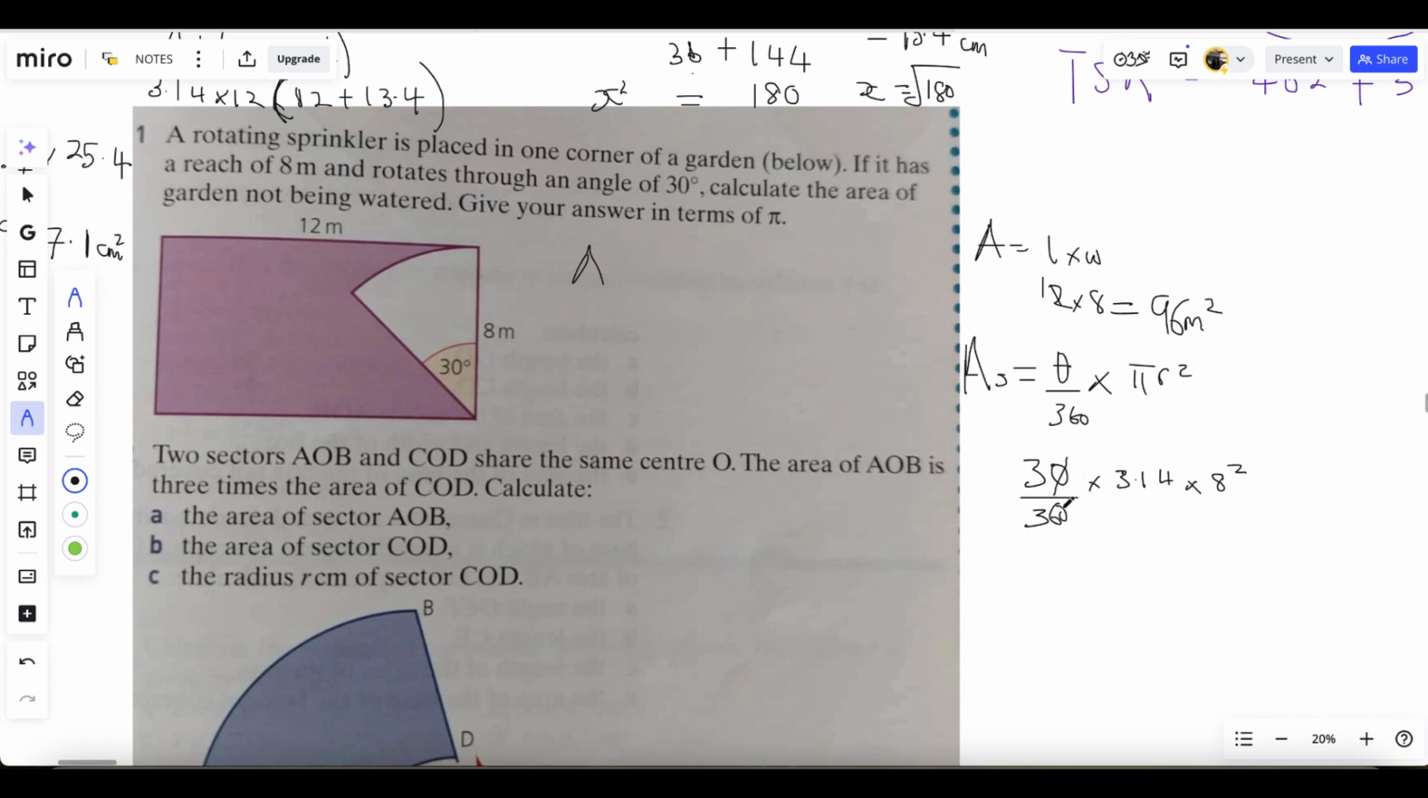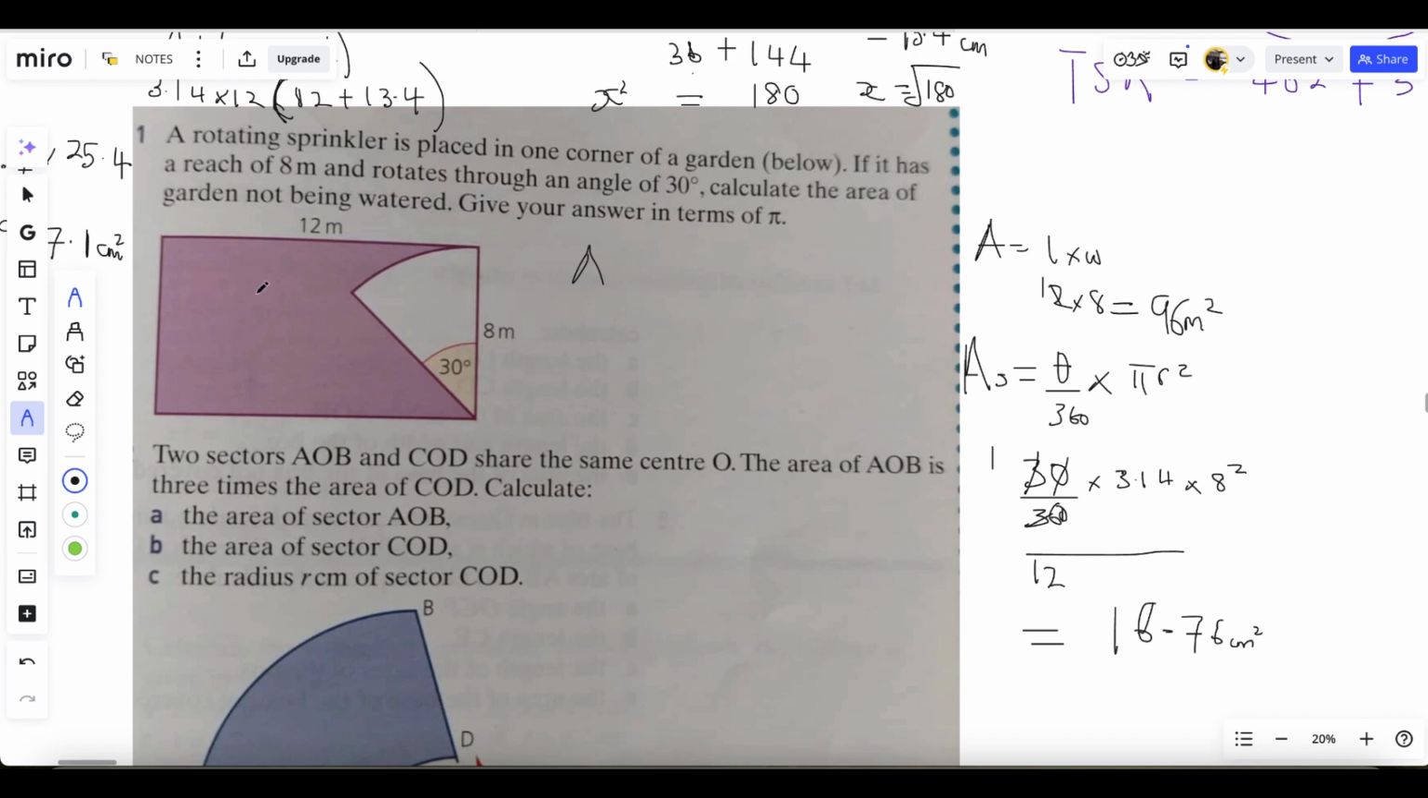If we break this down, zero cancels zero, 3 into 3 gives 1, and 3 into 36 gives 12. So what we have is to multiply 3.14 times 64, because 8 squared is 64, then divide everything by 12. We get 16.76. This is the area that is watered. We calculated the area of the sector.